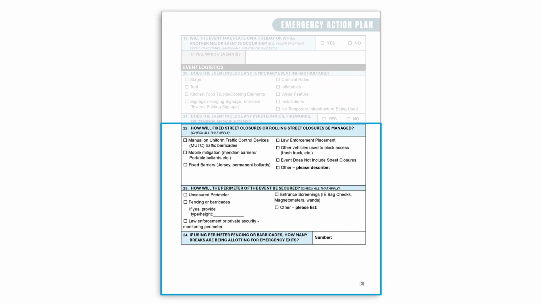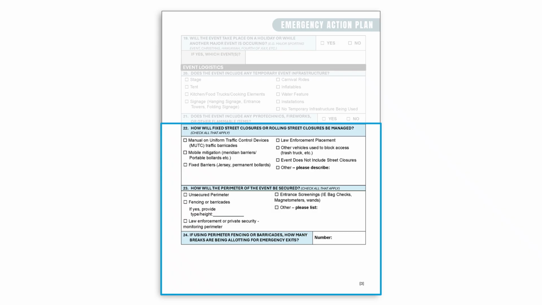Question 22. How will street closures be managed? This ensures compliance with MUTCD standards and that detours, signage, and safety of personnel are in place. Question 23. How is the event perimeter secured? This determines if security screening or crowd flow controls are in place, vital for preventing incidents.